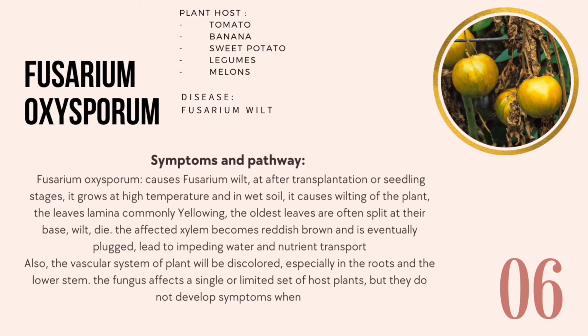It causes wilting of the plant and leaf lamina, commonly yellowing. The oldest leaves are split at their base, wilt, and die. The affected xylem becomes reddish-brown and is eventually plugged, impeding water and nutrient transport. Also, the vascular system of the plant will be discolored, especially in the roots and the lower stem. The fungus affects a single or limited set of host plants, but they do not develop symptoms when infected.